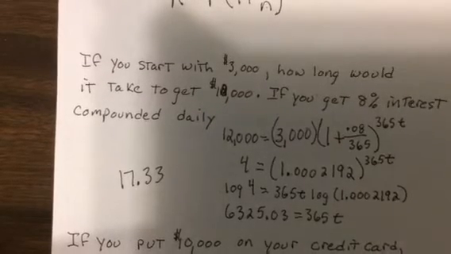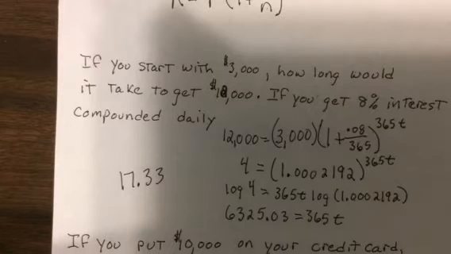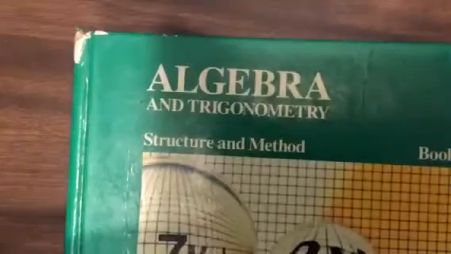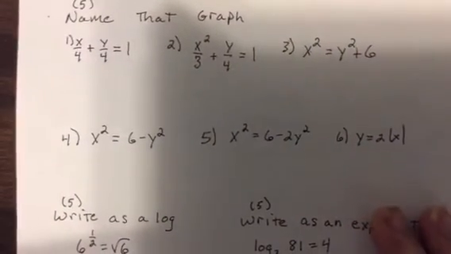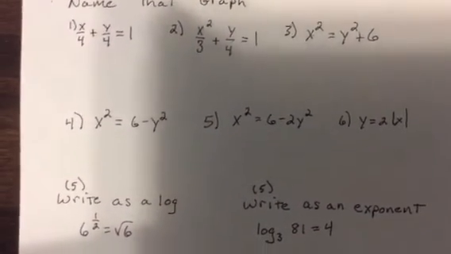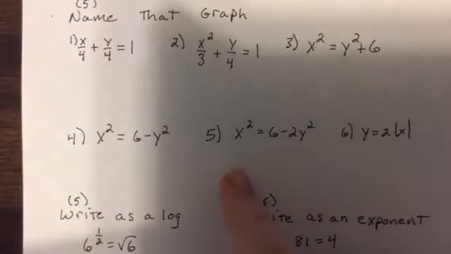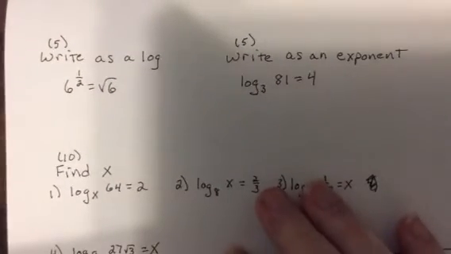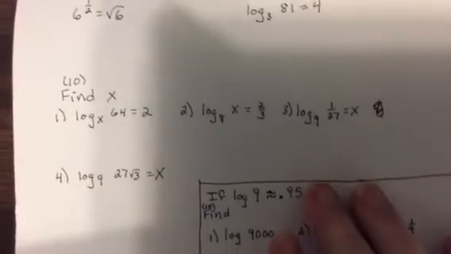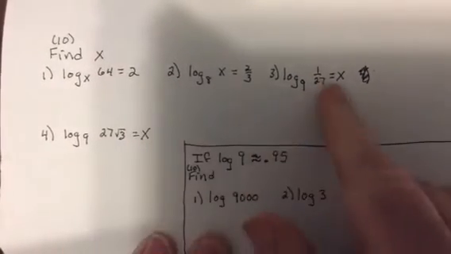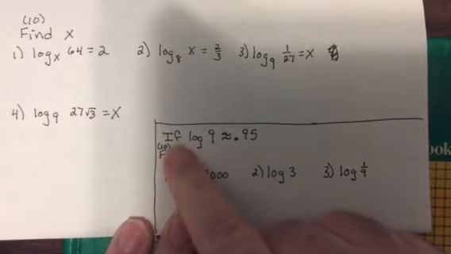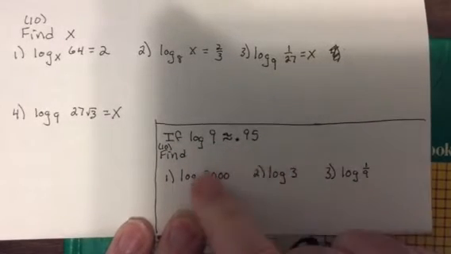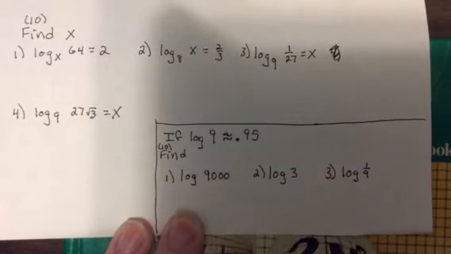Now, by Sunday at noon, Sunday at noon, I want you to have this quiz done. So here's the first part. Name that graph. Then write it as a log and then write it as an exponential. Then it's find x. Then the last part is if log of 9 is 0.95, what is log of 9,000, log of 3, and log of 1/9?